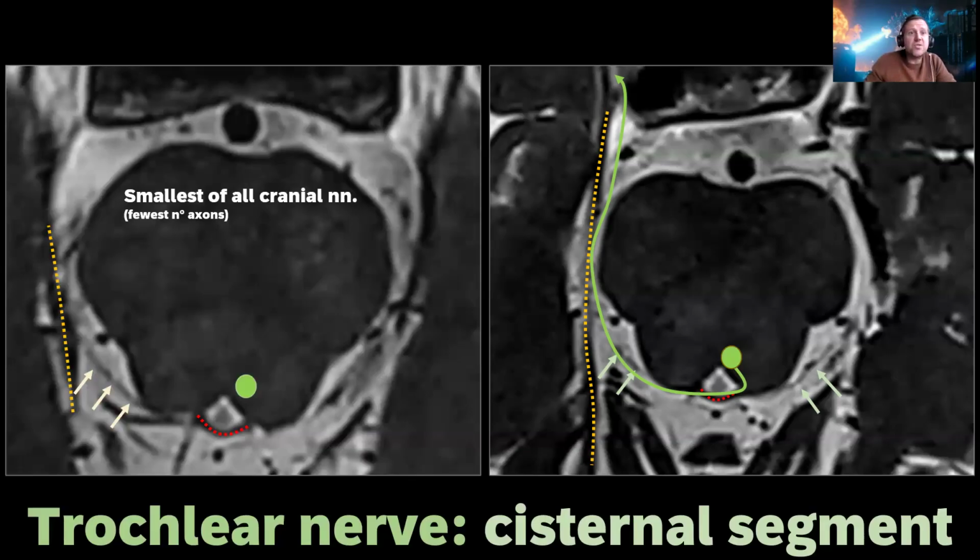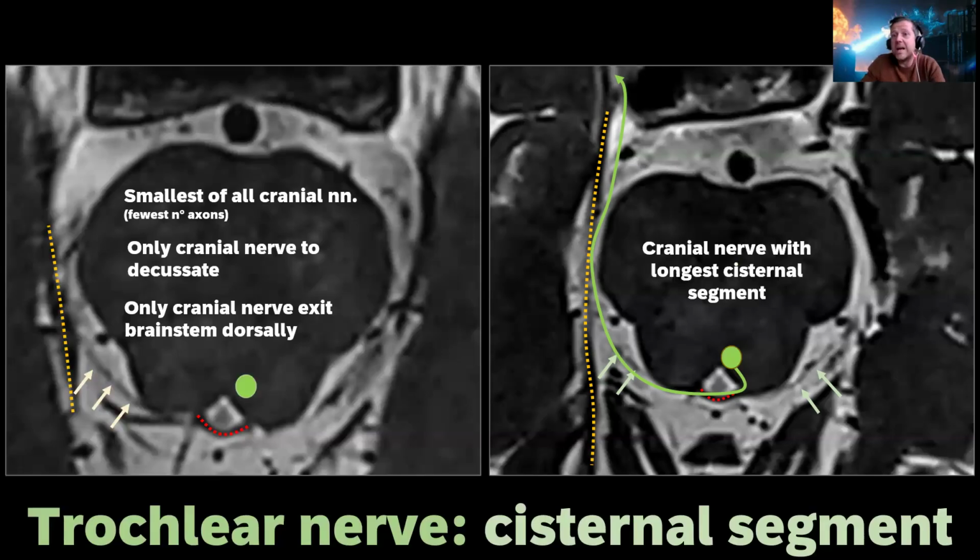So some of those things I already told you. The trochlear nerve is the smallest of all cranial nerves. It has the fewest number of axons, making it sometimes very difficult to visualize. It's the only cranial nerve to decussate and to exit the brainstem dorsally. It's also the cranial nerve with the longest cisternal segment, so the longest segment running through the basal cisterns. But that also makes this nerve quite susceptible to trauma. It's very thin, it's very long, and it runs very close to the tentorium, which is a very rigid structure. So when the tentorium compresses the trochlear nerve, it can damage it, which can happen in situations associated with increased intracranial pressure or in trauma.